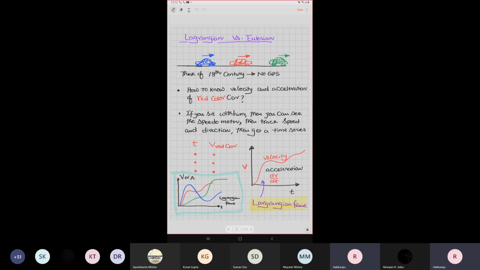We have a one-dimensional system. This is the road. Can you see the road on which 3 cars are moving in the rightward direction towards east? What are the colors of these cars? Blue, red, and green. Now think of an 18th century situation where no GPS, nothing is available. Maybe these cars are just steam engine based cars, or just newly developed carts. You can think of them as carts also.